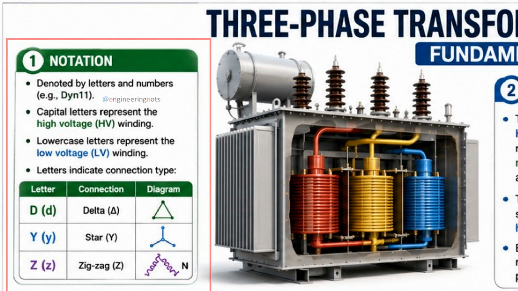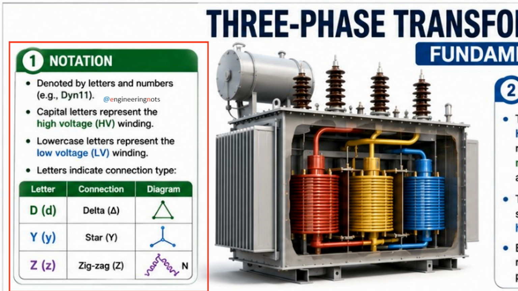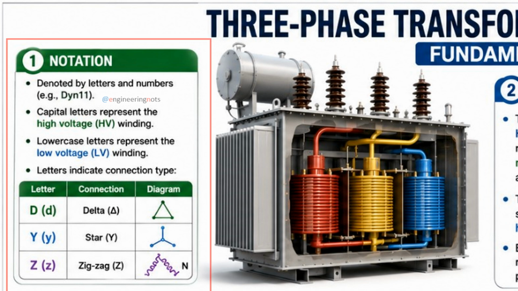D means the high voltage winding is connected in delta. Y means the low voltage winding is connected in star. N means the neutral is available. And the number 11 tells us the phase displacement. We'll learn exactly what that number means next.